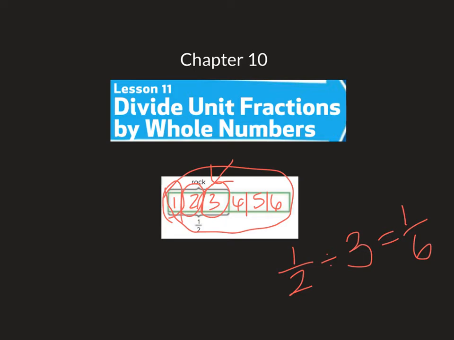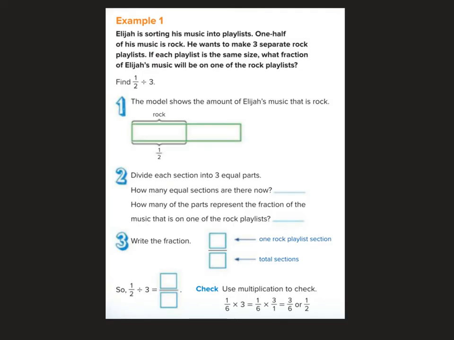Let's get some practice in here. Elijah. Well, now look at it. I just didn't even know that this was what they were going with, and that's what I chose. Great. Well, now we know it's 1/6, right?